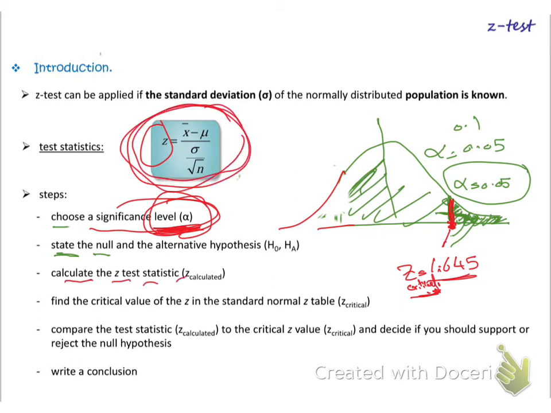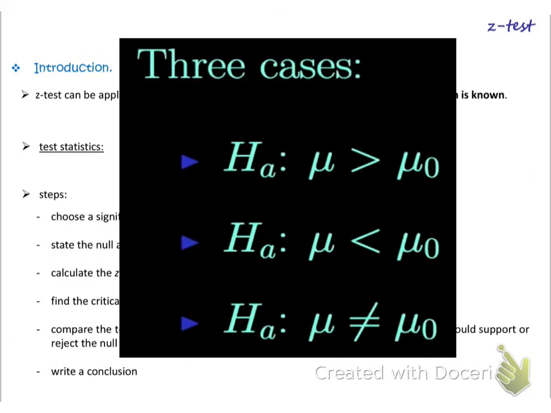Based on the z I got from the calculation and the z I got from the graph, I have to compare them and then I can decide. Find the critical value of z in the standard normal table, z critical, based on alpha, and compare z calculated with z critical, and decide whether it supports or rejects my null hypothesis. Then I write the conclusion. After taking one or two quick examples, before we start our similar examples, it will be very clear to us. So once we get the problem, we'll have H naught, the null hypothesis.